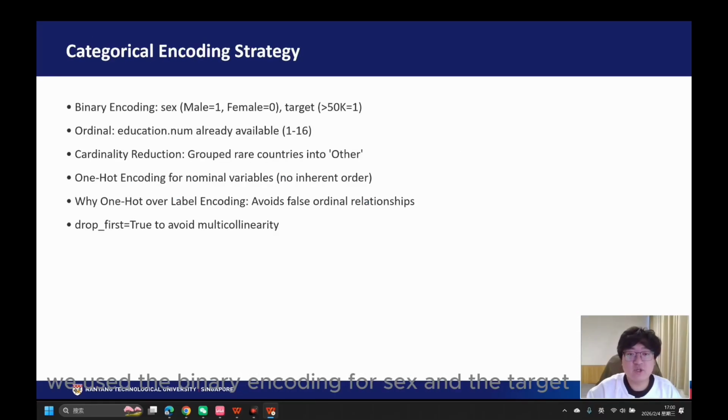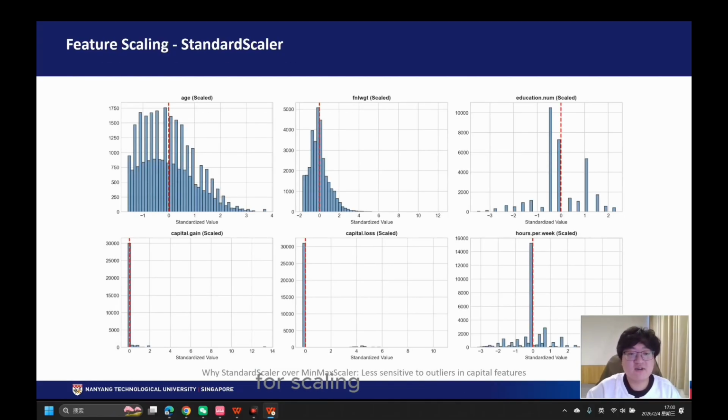Moving on to the encoding, we used binary encoding for sex and target encoding for native country. We put rare countries into another group to keep it simple. We also used one-hot encoding for other categories and dropped the first column to avoid extra overlap in our data. For scaling, we chose standard scaler instead of min-max scaler. The reason is really simple. Standard scaler works better with the outliers in our capital data, making those results more stable.